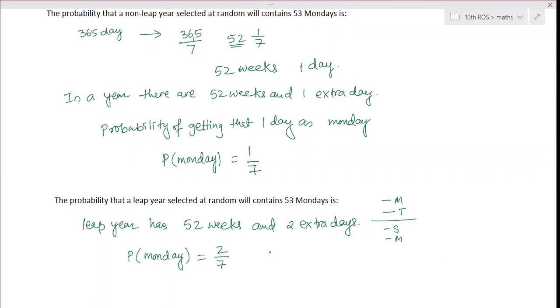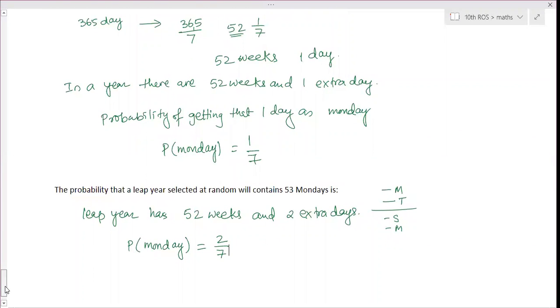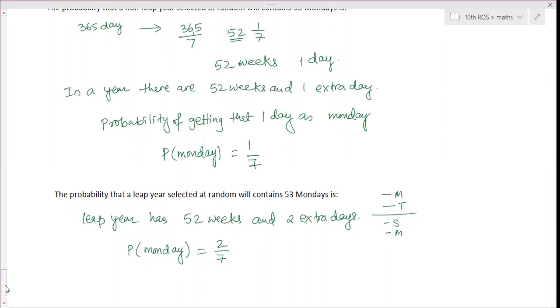Is it clear? Yes, ma'am. Ma'am, can you explain the second part again, please? 53 Mondays in a leap year. A leap year has 2 extra days. So out of those 2 days, any one can be Monday. So getting a Monday, how many chances are there? Two chances out of the total. How many possibilities are there? 7 possibilities. Okay, ma'am. Understood.